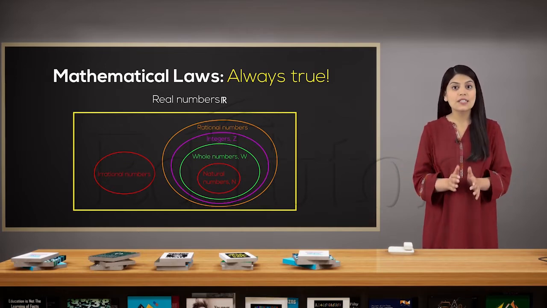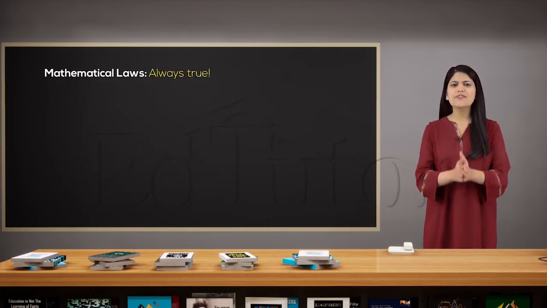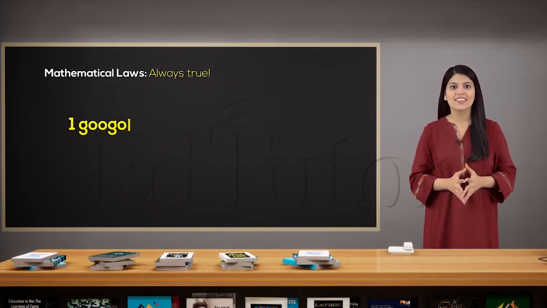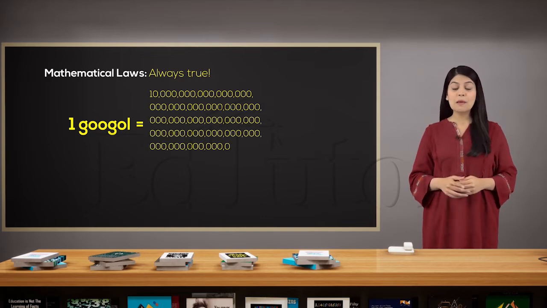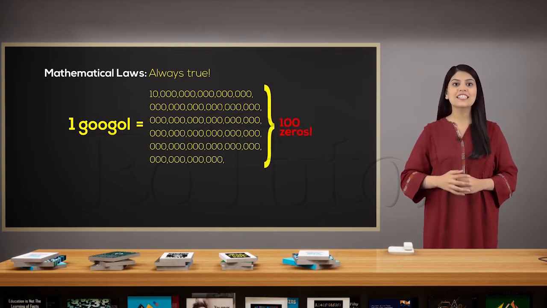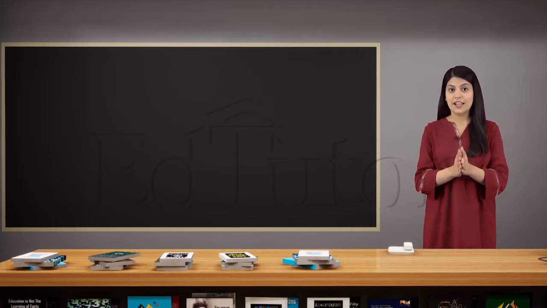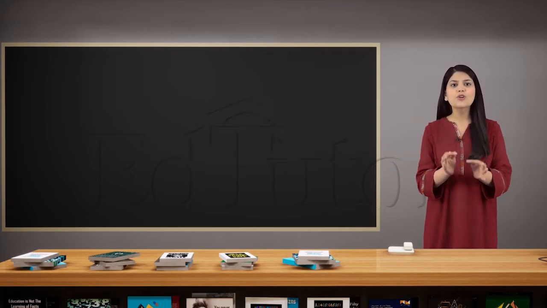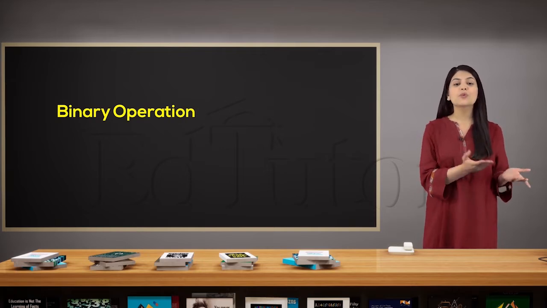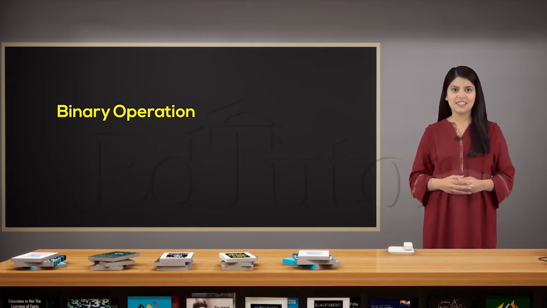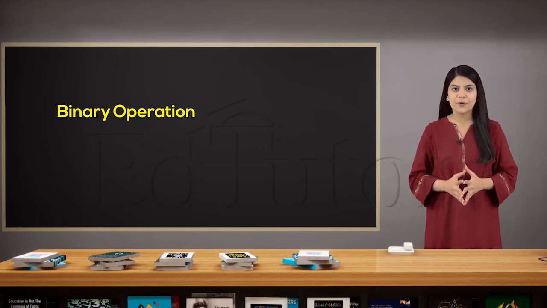Hence, we need laws that apply to each real number regardless of its size. Even something crazy like one Google. No, I'm not mispronouncing the famous search engine, but a real number with 100 zeros. And where do we use these laws? Well, for this chapter, we need to learn the laws about how a binary operation can be applied to any real number in general. In the last lesson, we did a detailed discussion on binary operations.